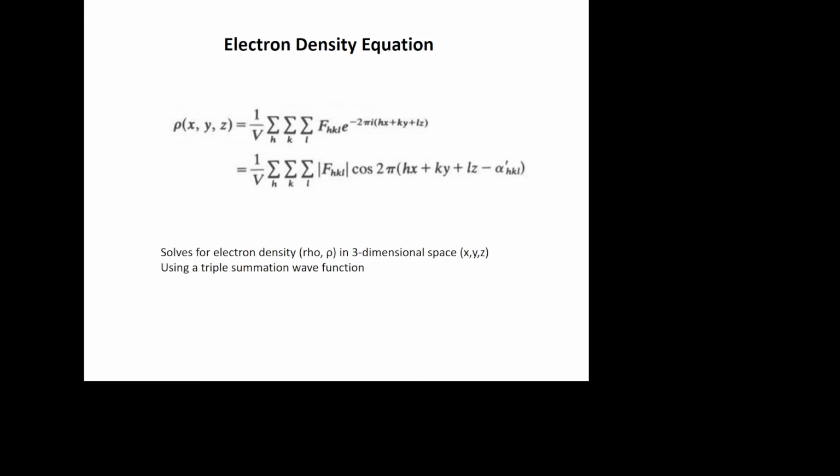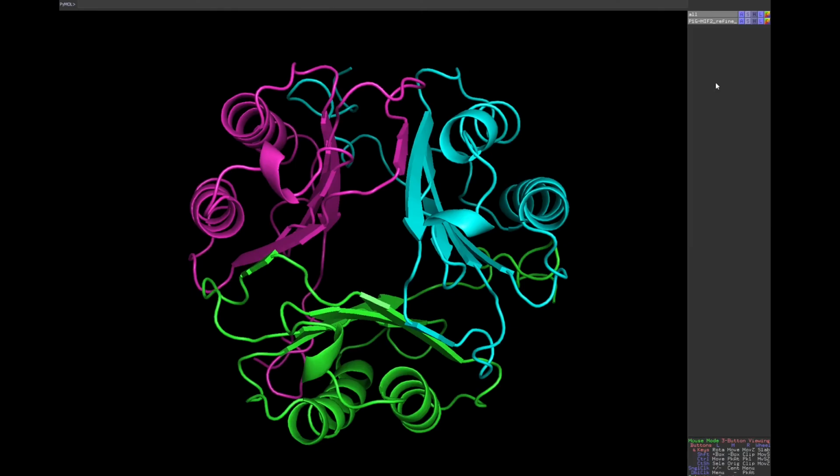This is the electron density equation. Basically we're solving for electron density, indicated as rho, in three-dimensional space, x, y, and z. That uses a triple summation wave function. I'll get back to the wave function in a moment, but first we're going to show how electron density relates to the models. First we're going to look at the relationship between a finished structure and the atom positions, and finally the electron density.